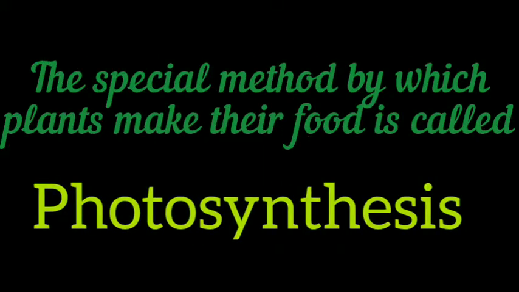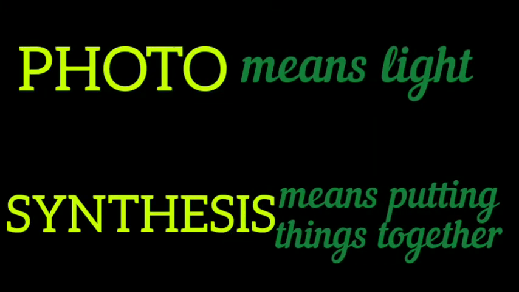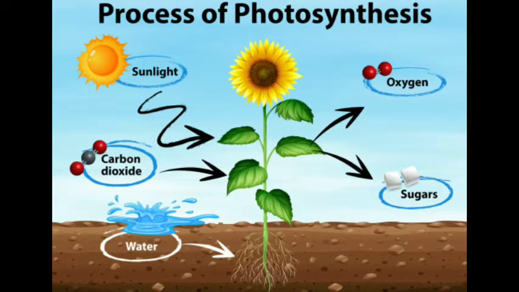The special method by which plants make their food is called photosynthesis. Children, photo means light and synthesis means putting things together. Children, the food made in the plants is glucose and oxygen gas is released as a waste product.